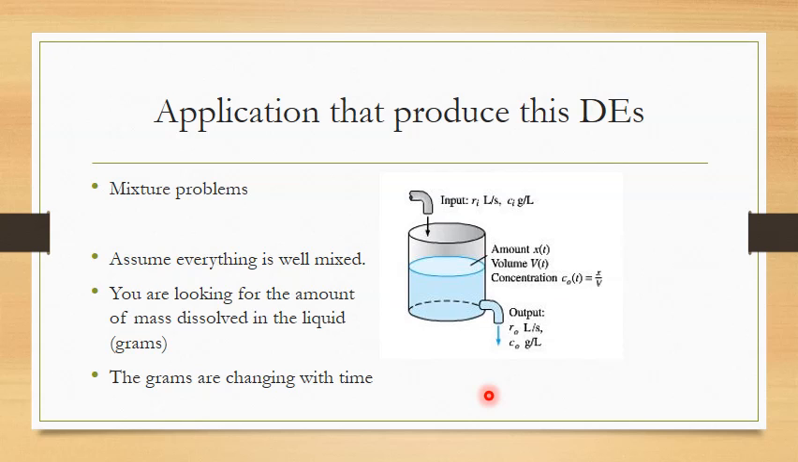One way these standard form differential equations show up in applications is what's called a mixture problem. You have a tank of a certain volume, V(t) as you call it, and the idea is to try to predict the amount of dissolved solids in the liquid. How are we going to do that? Well, we're going to look at how the mass of the dissolved solids is changing over time.